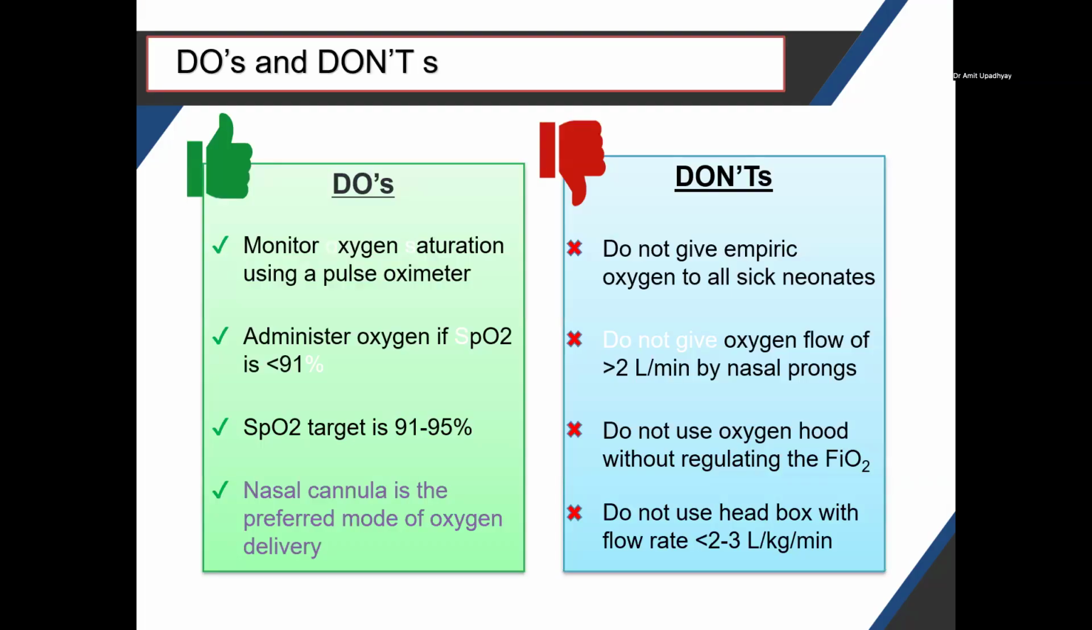So, do's and don'ts of oxygen therapy. Oxygen therapy is a drug. It should always be given in a monitored situation, and monitor oxygen saturation using a pulse oximeter. All babies on oxygen should have a pulse oximeter attached with the alarm limits of about 90 to 95% in preterms, and it could be higher in term babies.